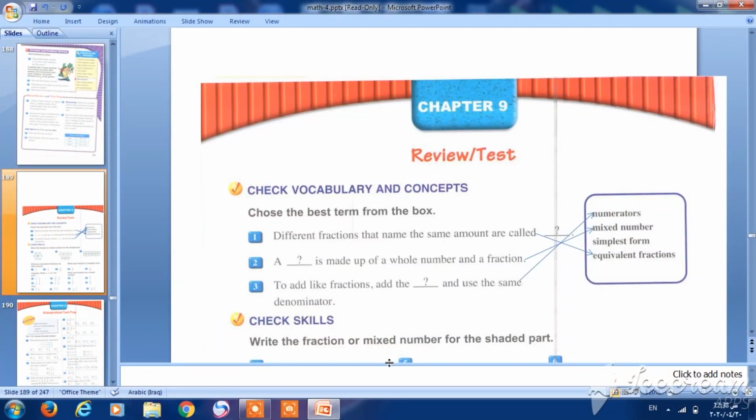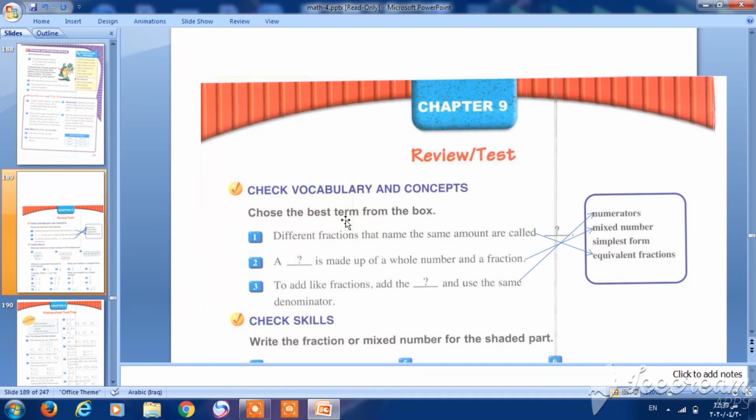Let's remind ourselves of all the subjects we learned in chapter 9. We have some exercises. Let's do them together. Please, the first time, just listen to me. After that, you can write in your book, page 118. Now we have this exercise.